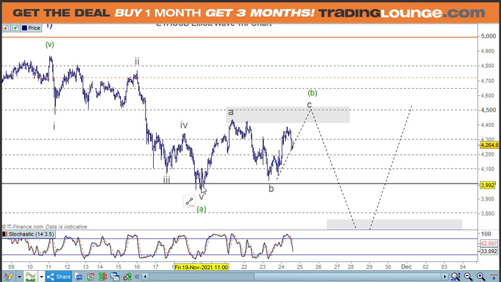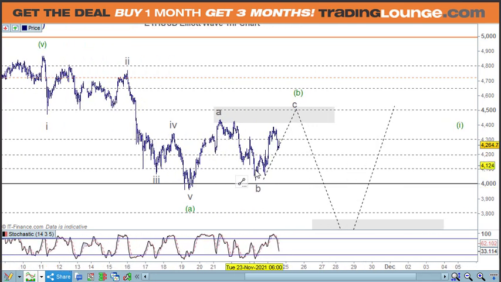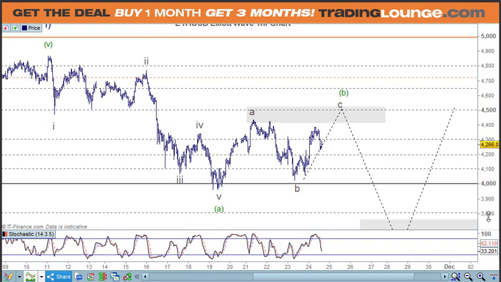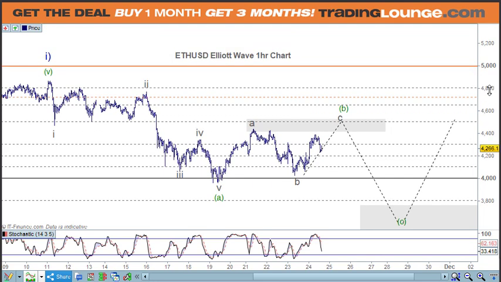So the tricky thing is that this move up through here counts as 5 waves, and that means that after a correction we should have another 5. So that's why I was looking for 1, 2, 3, 4, 5. It just kind of made sense a bit, you know. So that's sort of where Ethereum is at this point.